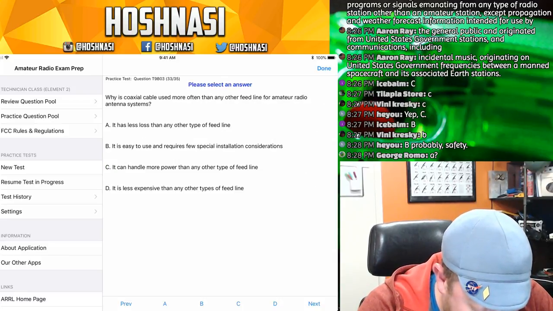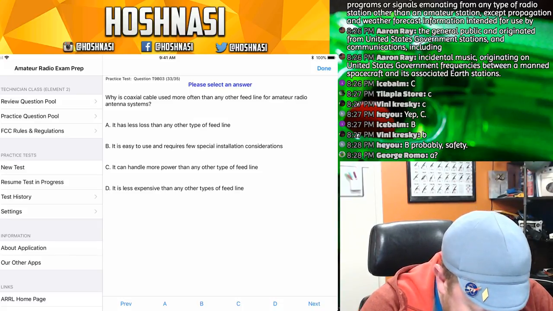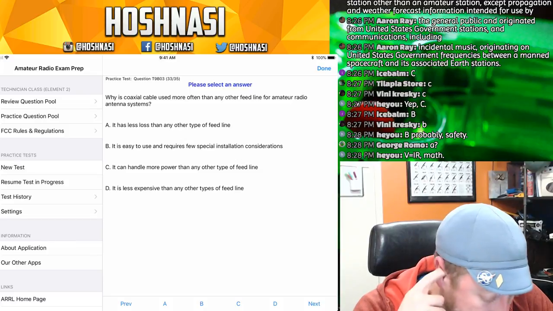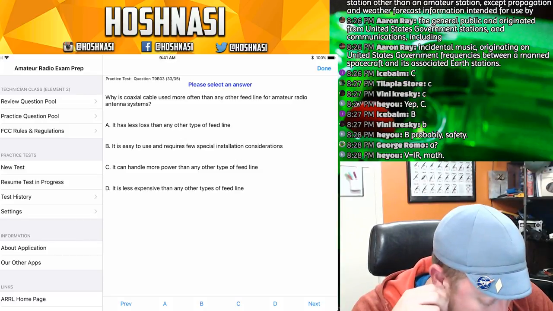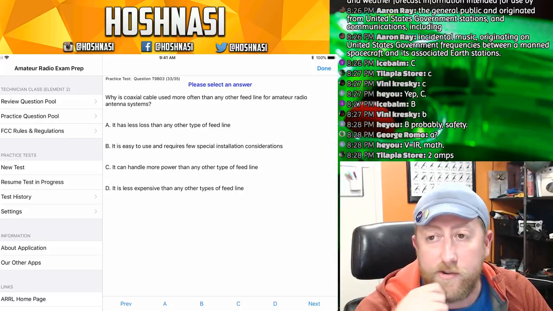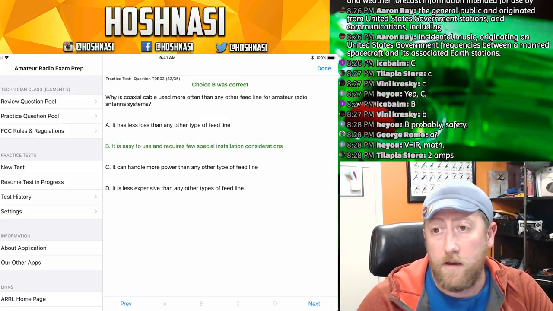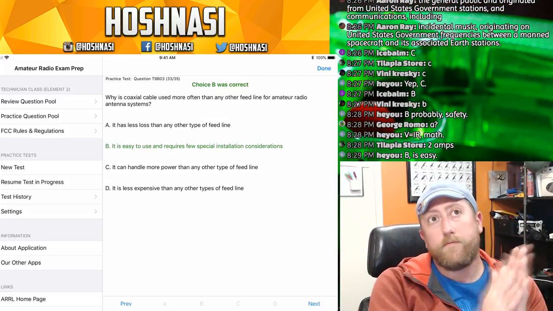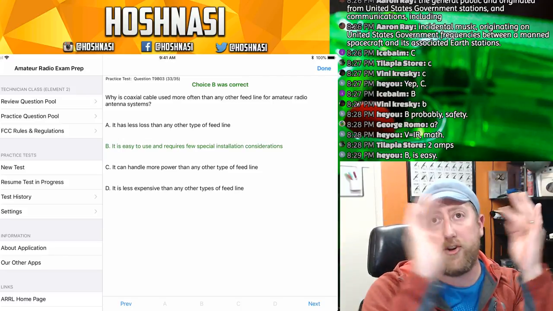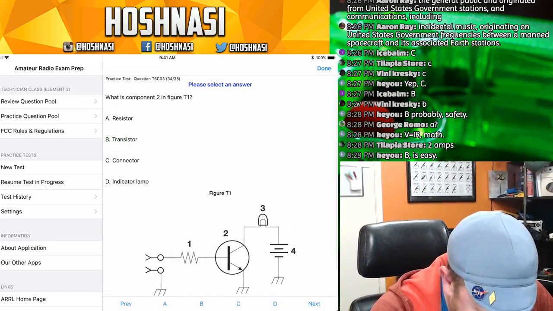Why is coaxial cable used more often than any other feed line for amateur radio systems? It has less loss than any other type of feed line. It is easy to use and requires few special installation considerations. It can handle more power than any other type of feed line. It is less expensive than any other type of feed line. I think it's B. It's easy to use and requires few special installation considerations. Yeah. So it's not less lossy. Ladder line is much less lossy, implying that you're free from things that can cause interference, which is why coax is used, because the way that the shielding wraps around the center post, they cancel each other out, and they're relatively protected from interference.